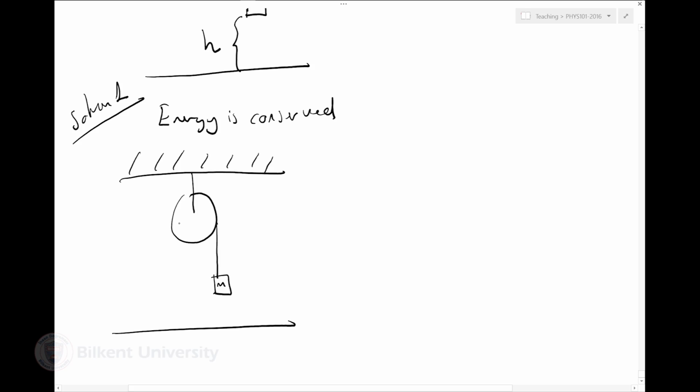In the initial configuration, this is m, this is m, r. Let me choose my reference level to be the ground level. Can you tell me what's the initial energy? Is there any kinetic energy? There is no kinetic energy, so it must all be gravitational potential energy. Now, this is h. So the gravitational potential energy coming from small m is mgh. How about the capital M? How about the big pulley?